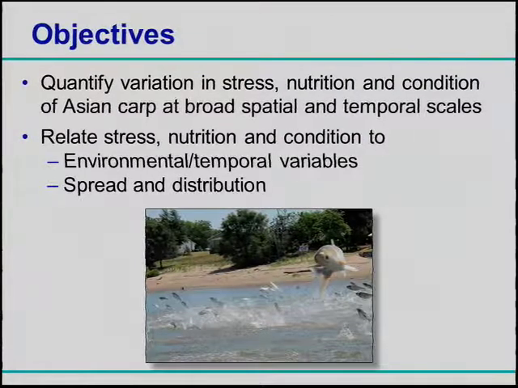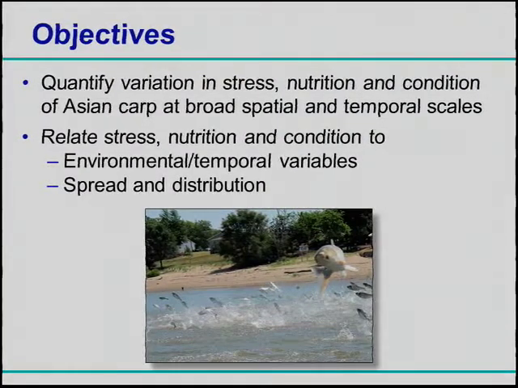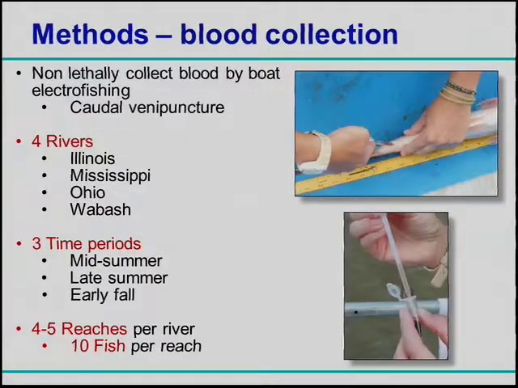And ideally what we want to do is look at the stress and nutrition data from these different populations and hopefully make some inferences about what could be driving spread of Asian carp, or why they are or are not spreading, and relate that to environmental variables, temporal variables, and then try and make some predictions about spread and distribution.